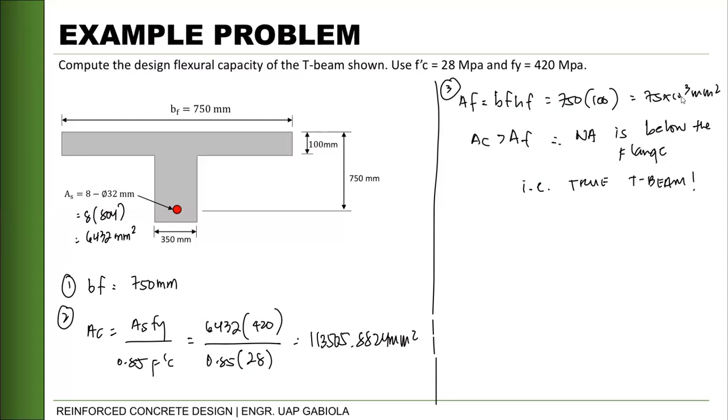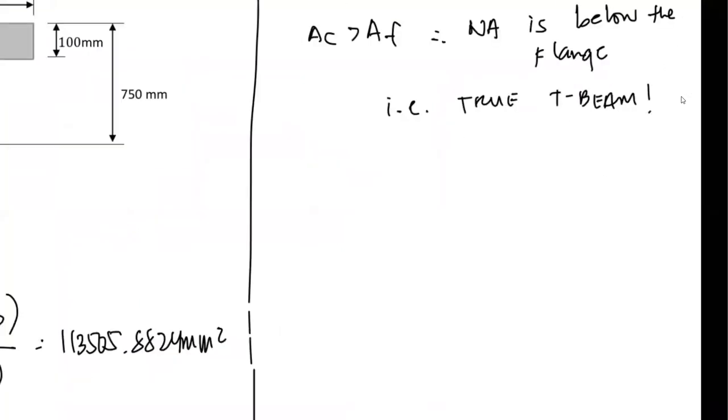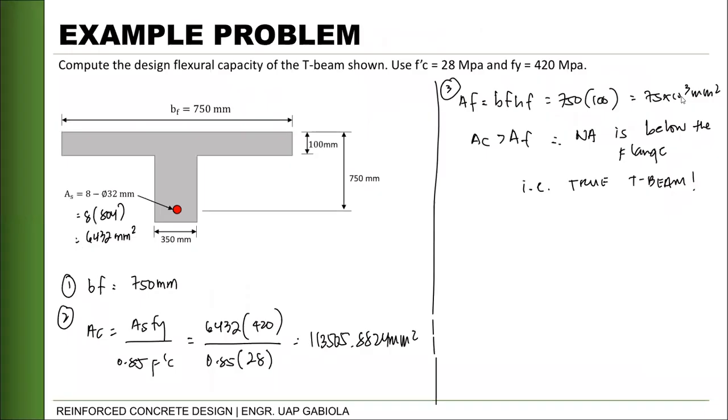So, to continue, if it is a true T-beam, this is what it looks like. For example, this is our flange section and this is our web section. So that means our compression portion is somewhere here. We have some in the flange, okay? And then some part will be in our web. And that is what we need to find out. So, let's see.